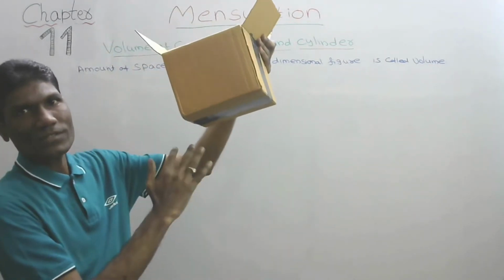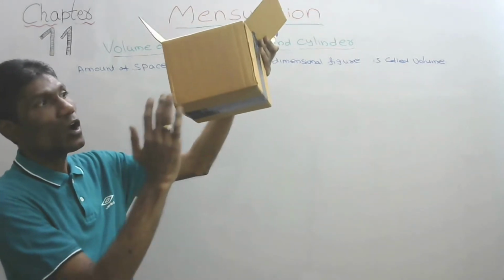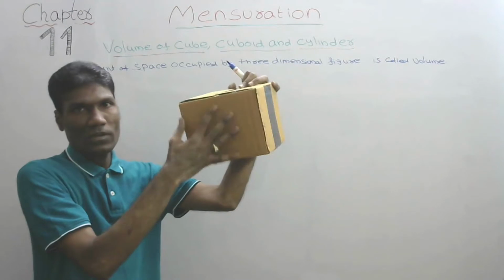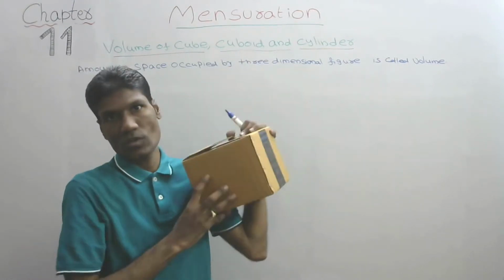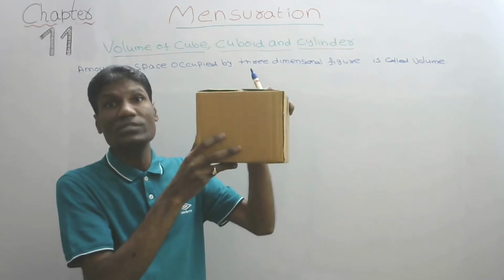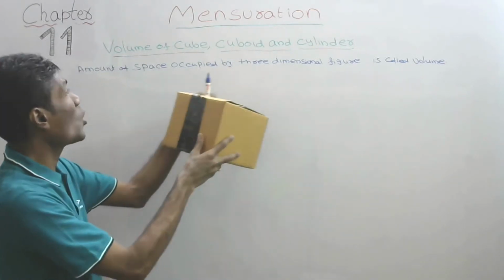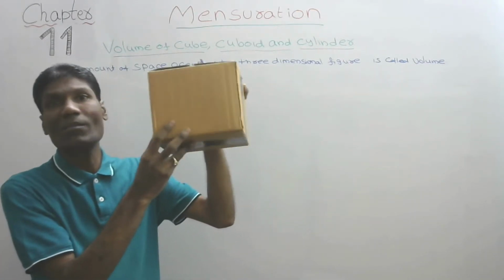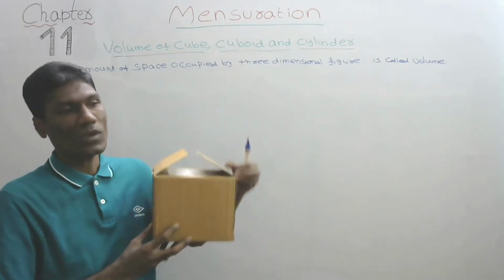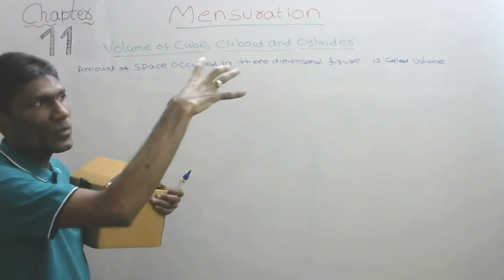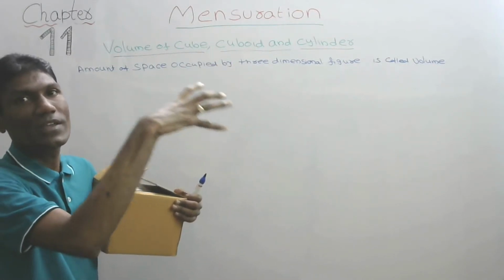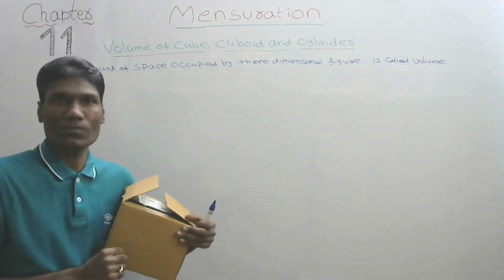In a space, that is in the air, how much space is this occupying? It is occupying some space. Out of this whole area, it is occupying some space. That amount of space occupied by a three-dimensional figure is called volume. Now, here it has occupied this much place. That measurement is called volume.